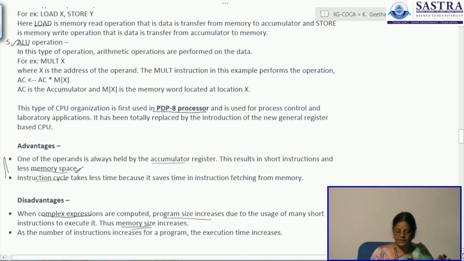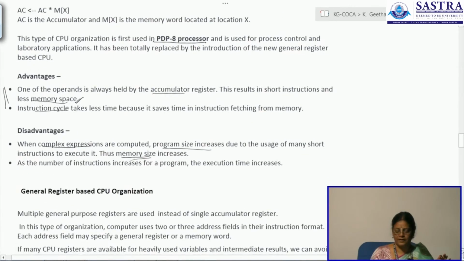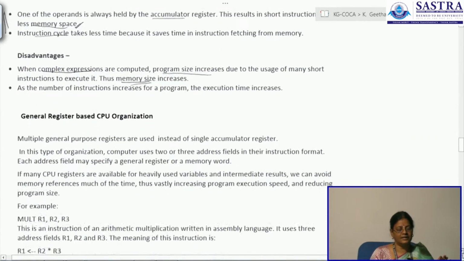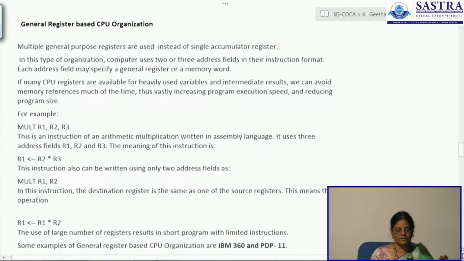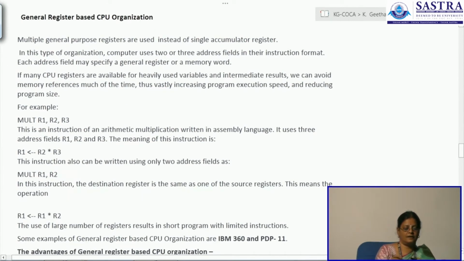So next we will discuss the next type of organization, that is nothing but the general register based CPU organization. So this is the usual concept. We are going to refer to register based. Any processor will have its own set of registers. So how many general purpose registers are available decides the efficiency of this type of organization.